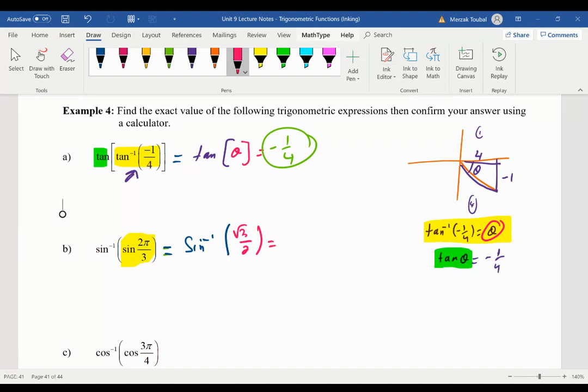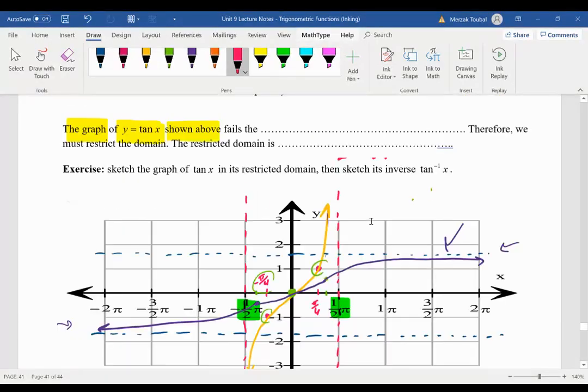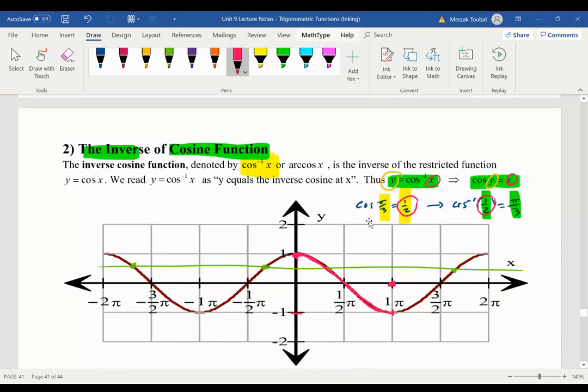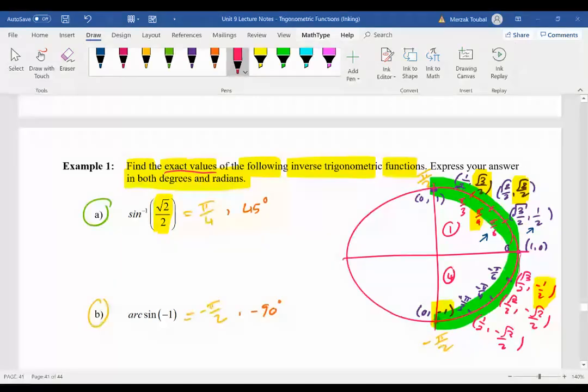Now, if you go back, sine inverse of root 3 over 2. See, the sine function uses the y coordinate. Here's root 3 over 2, somewhere over there. So sine inverse of root 3 over 2, what is it? Pi over 3. This is the angle that corresponds to root 3 over 2. So pi over 3 is the answer.